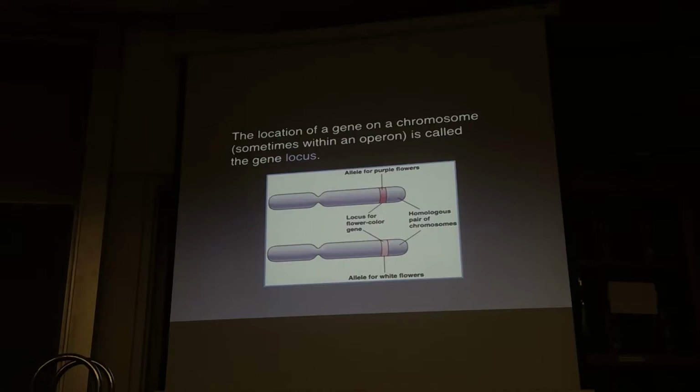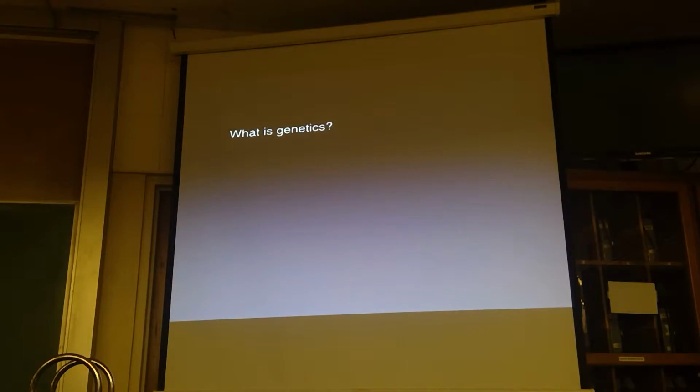Again, the term locus, that's the location of a gene on a chromosome or within an operon. This suggests that genes stay put. They kind of do. There's quite a lot of information about gene mapping. You can look up gene maps, which show you the locations of genes on chromosomes. They tend to stay put. On the other hand, they can move. And we'll see about that in just a little bit. So the locus is the location of the gene.